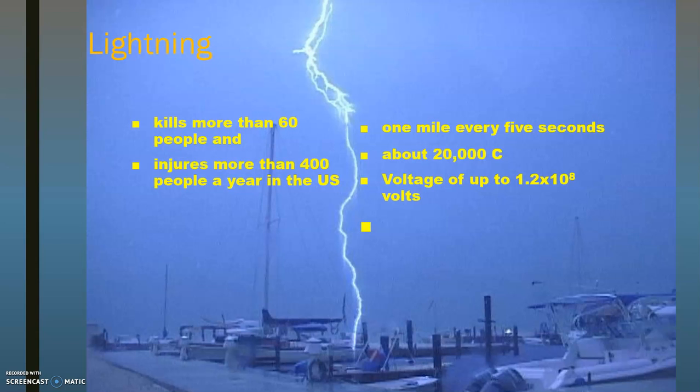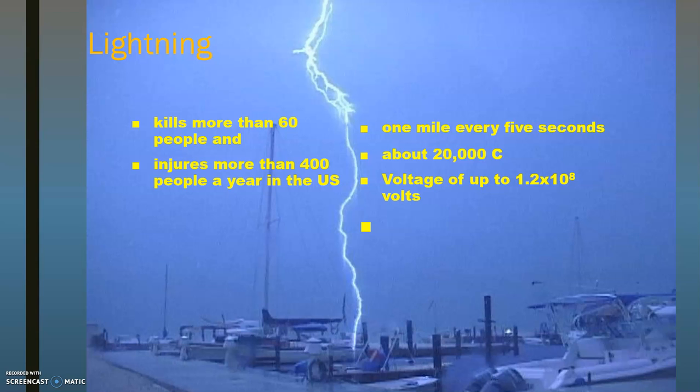Now, lightning. Lightning is just a static electricity spark that happens in nature. It's literally the same thing as putting on a pair of woolen socks and running around your shag carpet and zapping your little sister on the nose. Same thing, it's just a lot bigger. Lightning has killed more than 60 people a year, injuring 400 people.